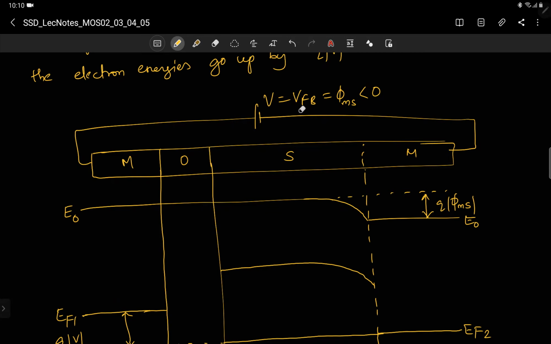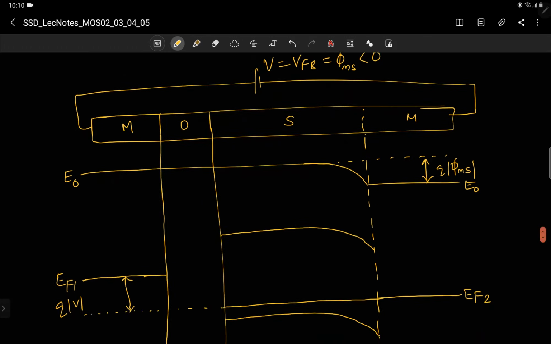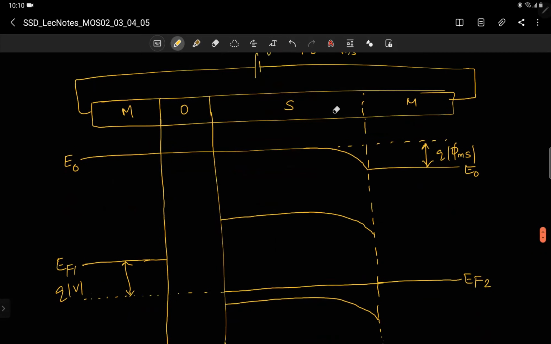So for V equal to VFB, which is equal to phi ms, how bands become flat is what we are seeing here. Here at the SM junction phi ms is not equal to 0, so we have some band bending, and this kind of band bending arises for phi ms less than 0. This is the difference that we are showing between the E naught of semiconductor and metal, that is this difference, which is the Fermi level difference, because built-in potential is always equal to Fermi level difference. So the Fermi level difference is nothing but the work function difference, Q times mod phi ms. Because phi ms is less than 0, I have indicated with mod, because this is only the difference we are showing.